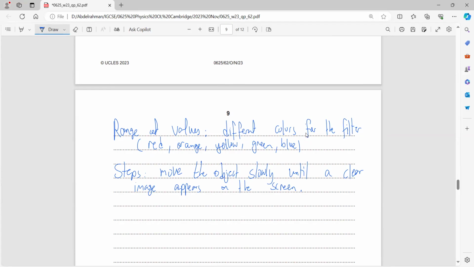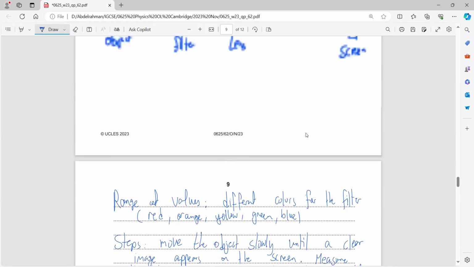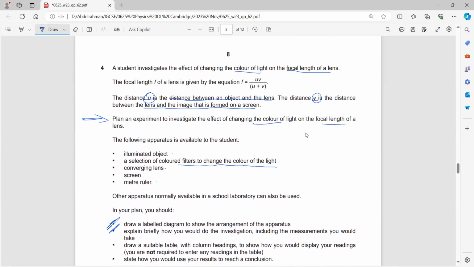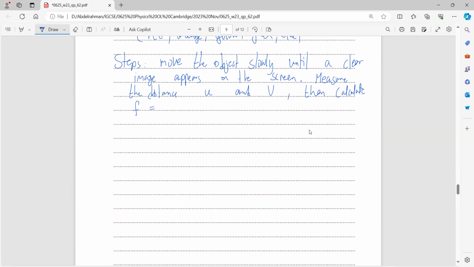Then what should I do? I have to measure the distance. يلا, measure the distance. ايه هي distances؟ What are the distances? U, which is between the object and the lens, and V. Then calculate F using the equation F equals V times U over V plus U, أو UV over U plus V.